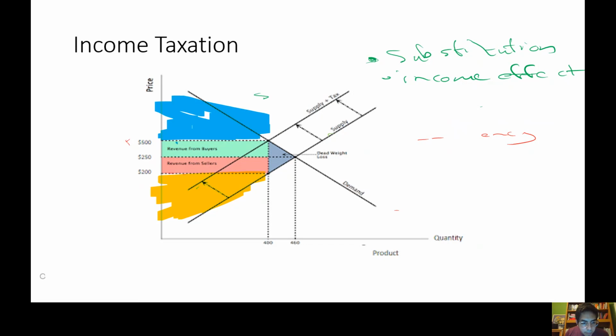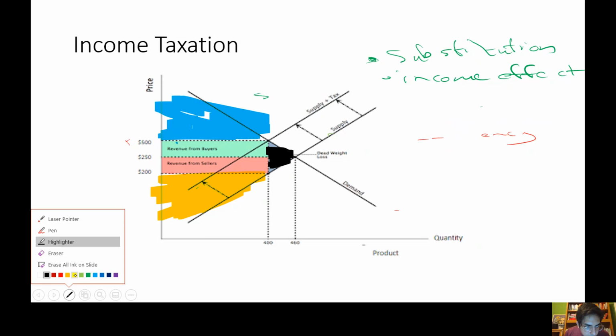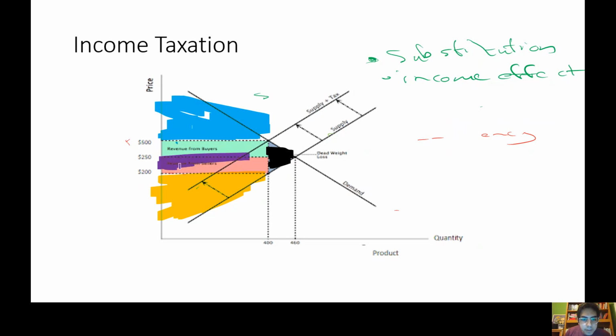And then this black area is the deadweight loss, right? We disturbed the balance of the market, right? May 4th just passed by us. And this purple area right here represents government revenue.